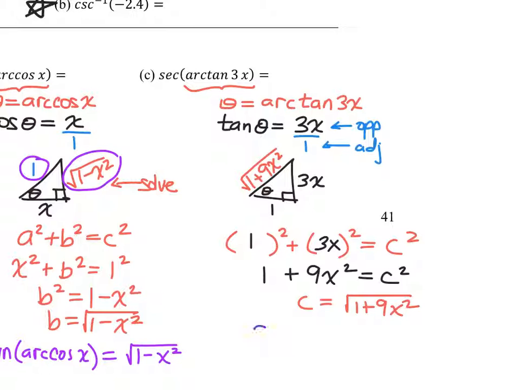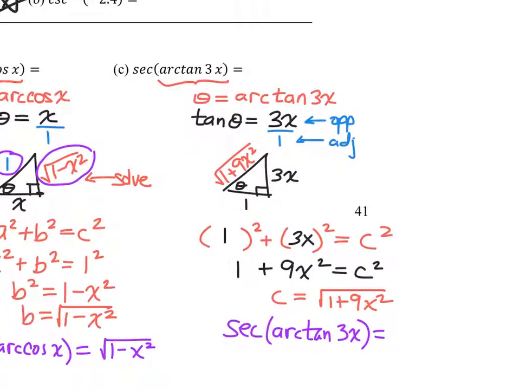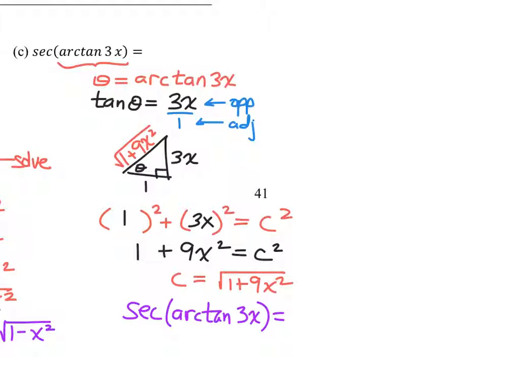All right, so secant of the arctan of 3x, hypotenuse over adjacent. So here's the hypotenuse, here's the adjacent, square root of 1 plus 9x squared. All right, and again, goes back to what I said in the last question. Would you rather find the derivative of secant of arctan of 3x or the square root of 1 plus 9x squared?